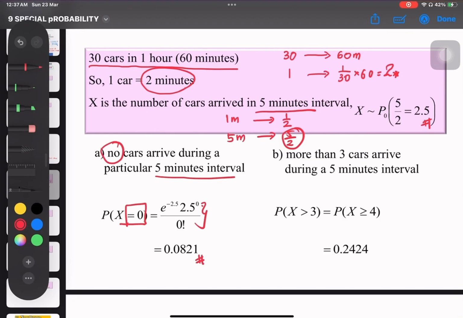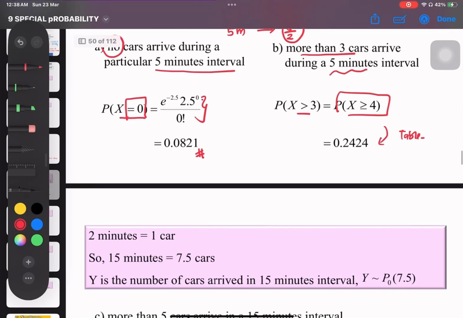For question B, we need to find the probability of more than 3 cars arriving during a 5 minutes interval. So in order to directly read from the statistical table, we need to find the probability of X greater or equal to 4. That is equal to 0.2424.